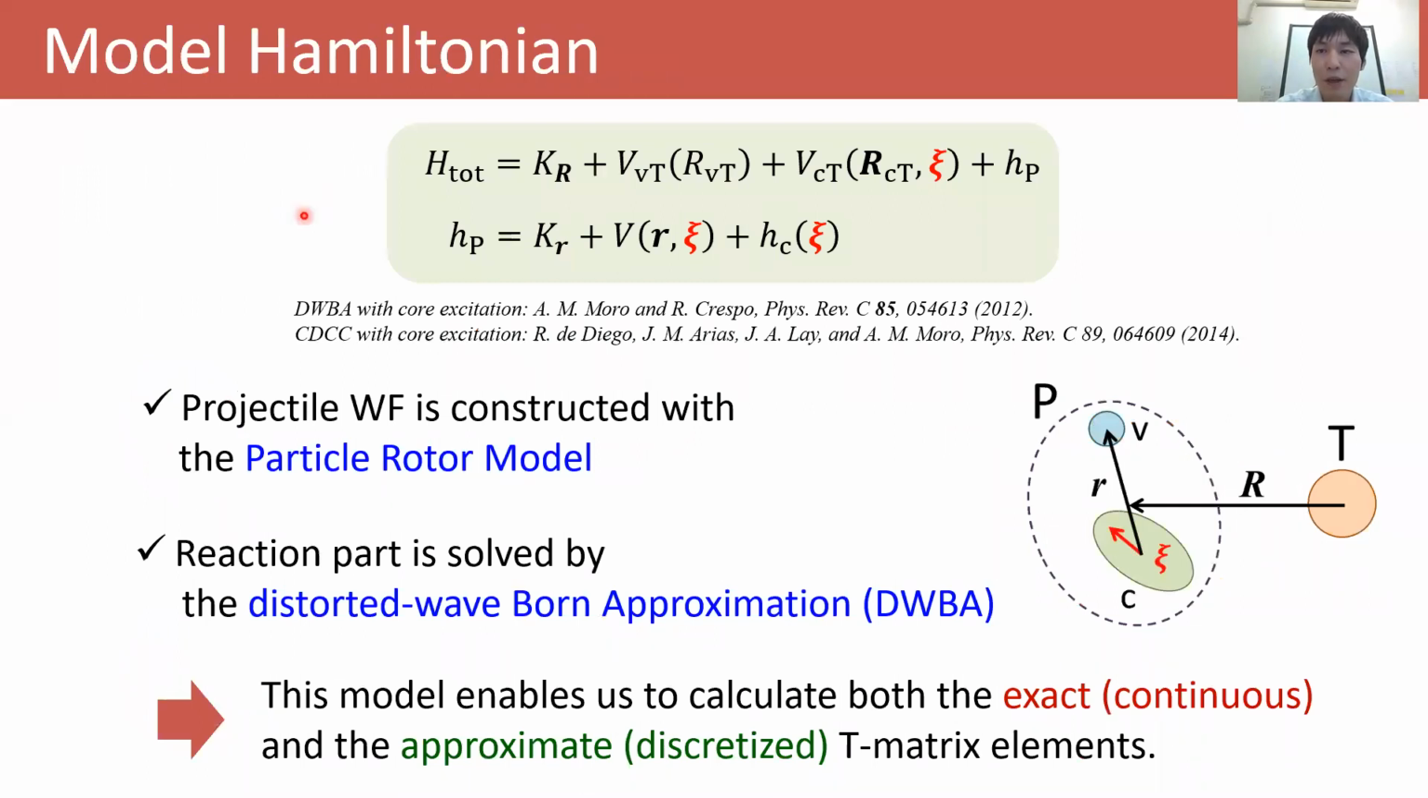Okay, this is the total Hamiltonian for describing the three-body scattering with core excitation introduced by these papers. Kr denotes the kinetic energy operator between the projectile and the target. VVT is the interaction between the valence neutron and the target. VCT is the core-target potential, and it has the non-spherical part.